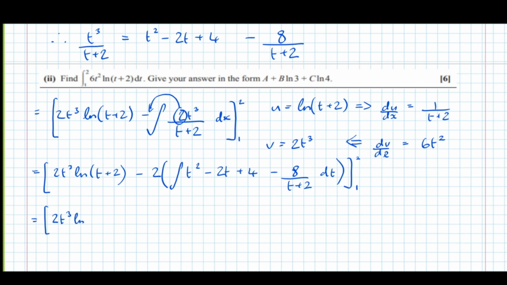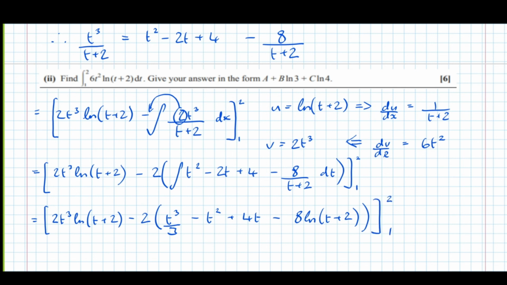2t cubed log of t plus 2 minus 2 lots of... and we're ready to integrate this now. So the integral of t squared is t cubed over 3, minus 2t squared over 2, plus 4t, minus an 8 over t plus 2 becomes 8 log of t plus 2. Between 2 and 1.